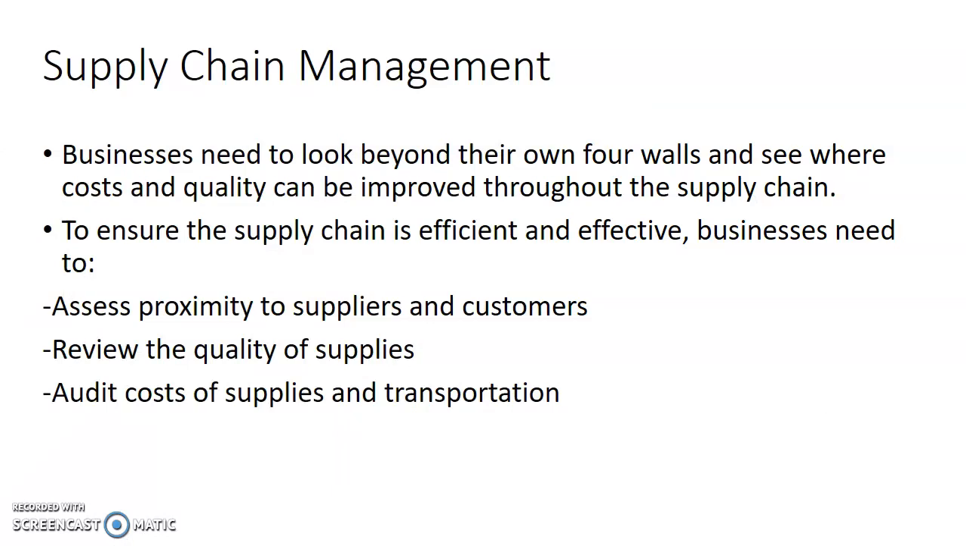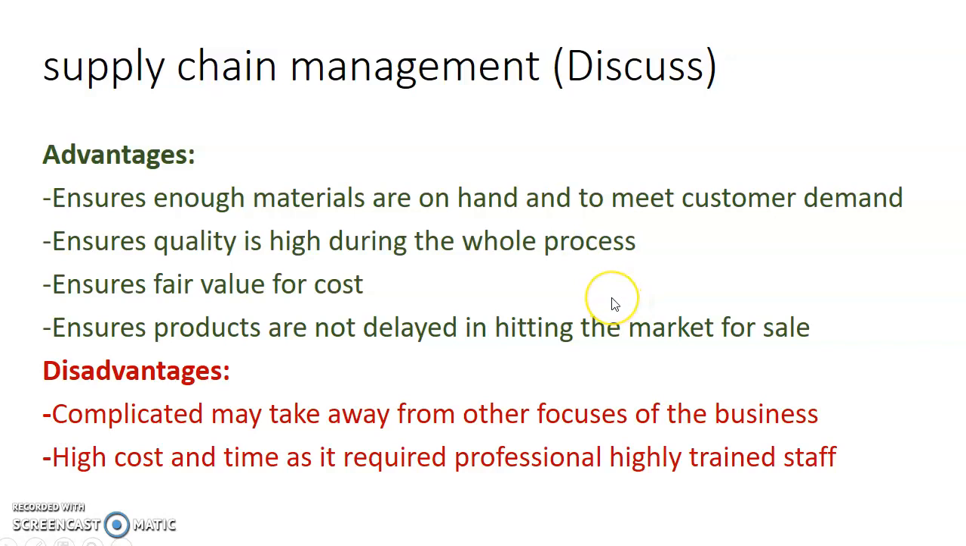Again, supply chain management. The businesses need to see beyond their business, and they need to work out the ways where the cost and quality can be improved within the supply chain management. They also need to consider that the businesses need to be efficient and effective. Access proximity to suppliers and customers, so review the quality of supplies, audit cost of supplies and transportation. So they need to consider all of this to be able to do the business efficiently and effectively.